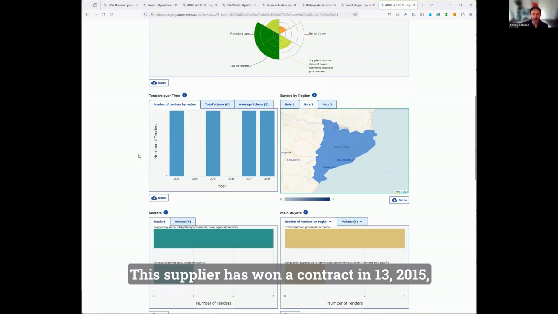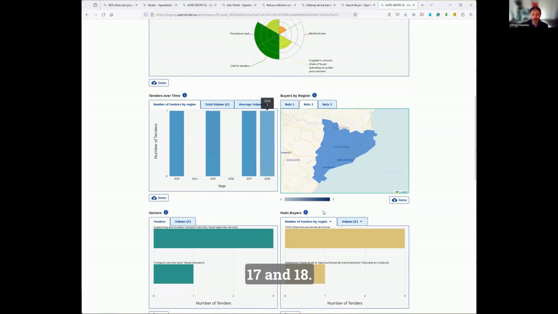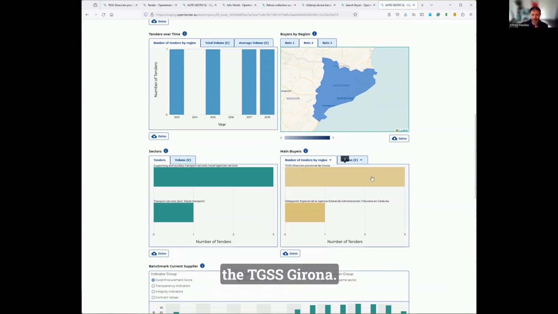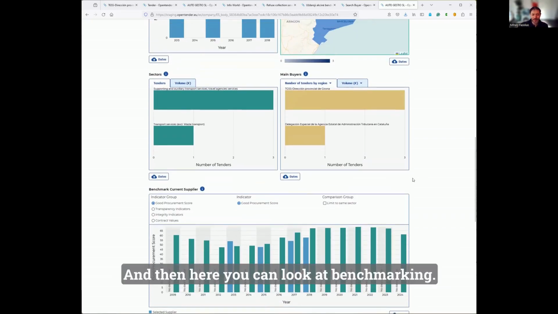So this is what it looks like. This supplier has won a contract in 2015, 17, and 18. And basically, almost all these contracts are from the TGSS Girona. And then here, you can look at benchmarking.